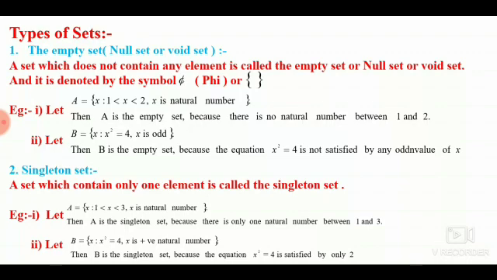For example, 1 squared doesn't give 4. 1 is an odd number which does not satisfy this equation. If I go for 3 squared, 3 is an odd number which does not satisfy this equation. Therefore, such a set is called an empty set.